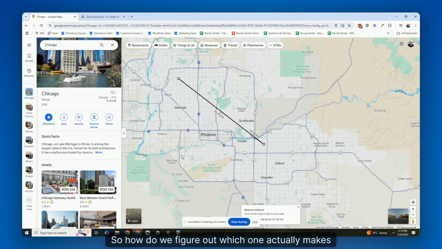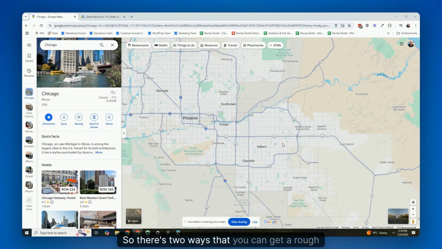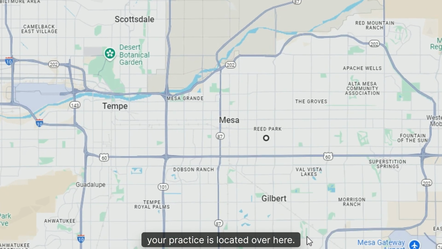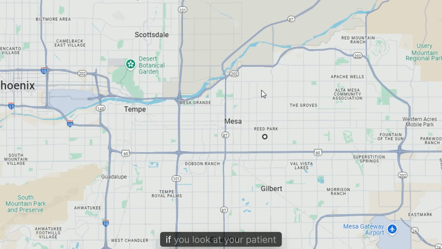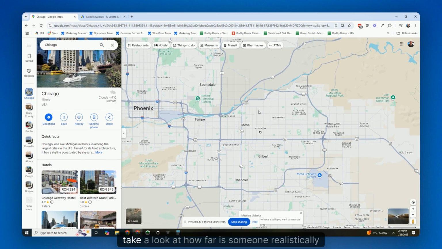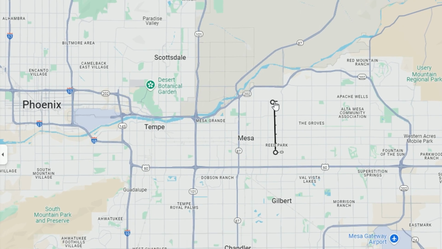So how do we figure out which one actually makes the most sense to target? There are two ways you can get a rough estimate, if you were to target dentists in Phoenix, of what percentage of those people searching happen to be in your area and could be potential patients. Let's say hypothetically your practice is located over here. One thing you could do, based on past experience, is look at your patient records and see how far someone is realistically willing to travel to get to your practice. In your patient management system, you'll generally have their address, so you can get a sense for 80-90% of your current patients of how far away they are from your practice. Let's say you determine that an average person might drive 5 kilometers.